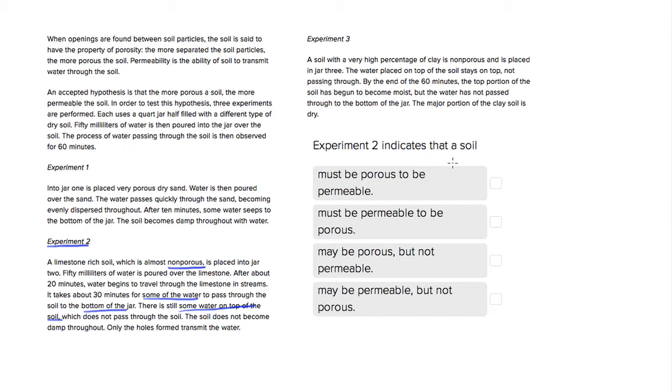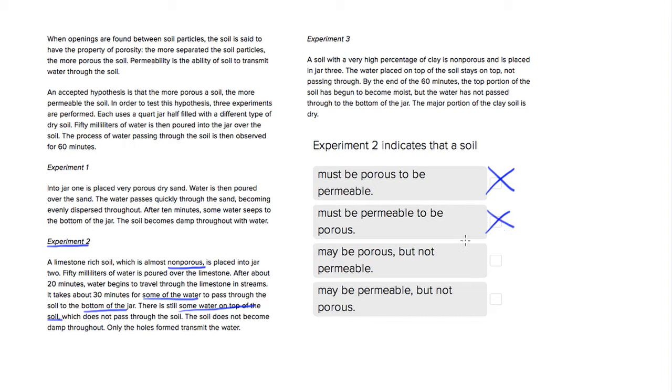Our first choice says must be porous to be permeable, but we saw that limestone soil is almost non-porous and still permeable to some extent, so that's not okay. Choice number 2, must be permeable to be porous. So being porous is not determined, so the relationship determines that if it's porous, it's permeable, but it doesn't work the other way. So some porous things are not permeable, so that's not going to be good.